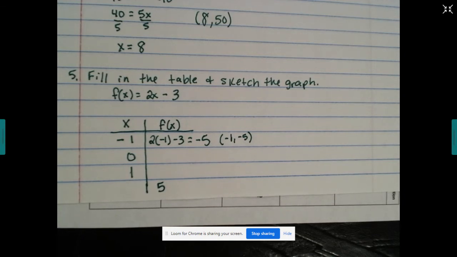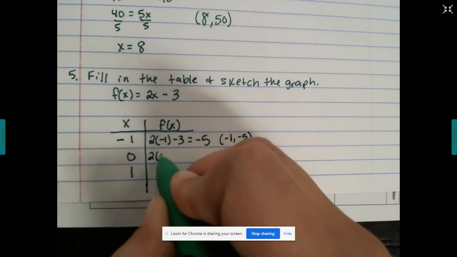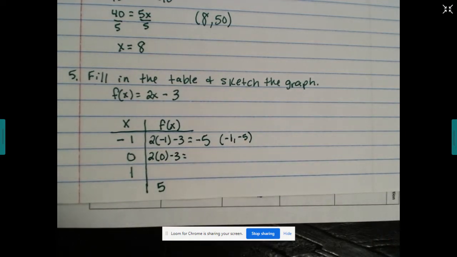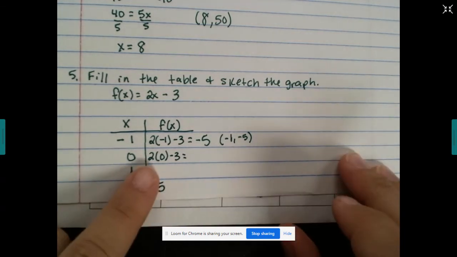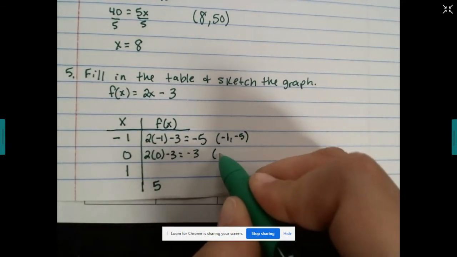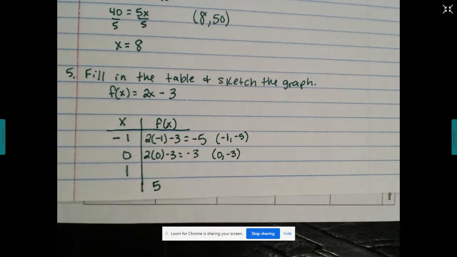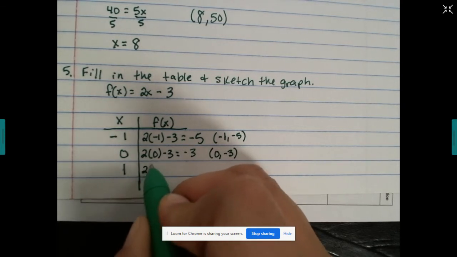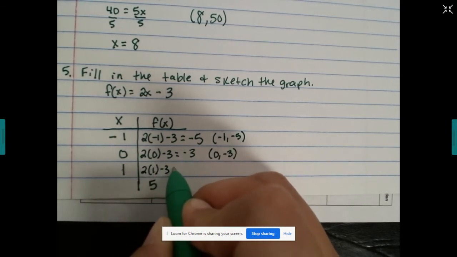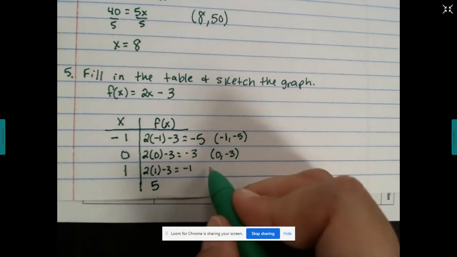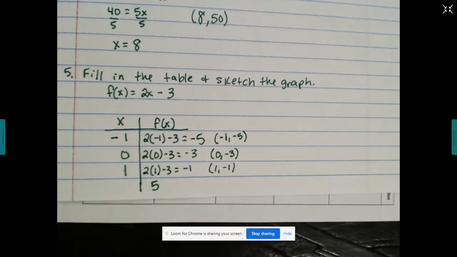And then we'll do the same for 0. So 2 times 0 minus 3. Yeah, good. So then we know anything times 0 is just 0. So that just gives us -3. So that's our point 0, -3. And then we plug in 1. So 2 times 1 minus 3. Yeah, -1. Good. So then we have the point 1, -1.